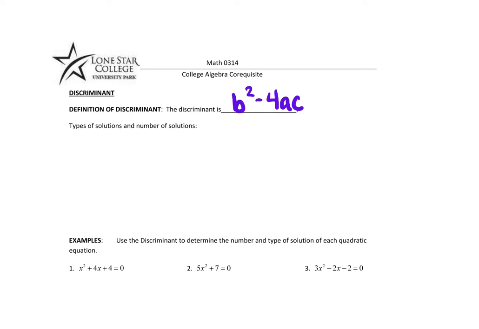The first one is if b squared minus 4ac is greater than 0, which means that it is positive. If it's positive, you're going to get what we call two real solutions.